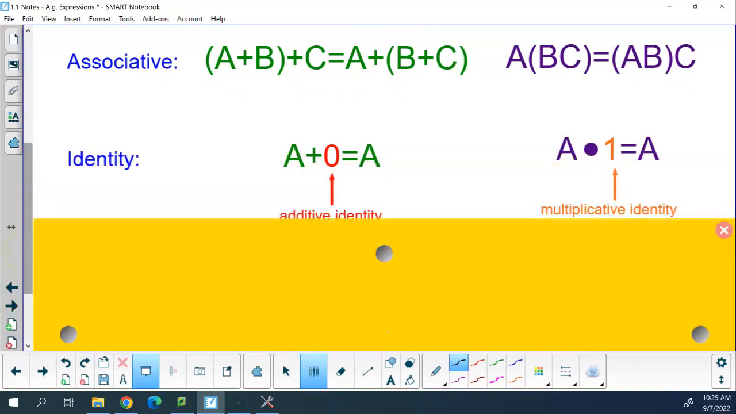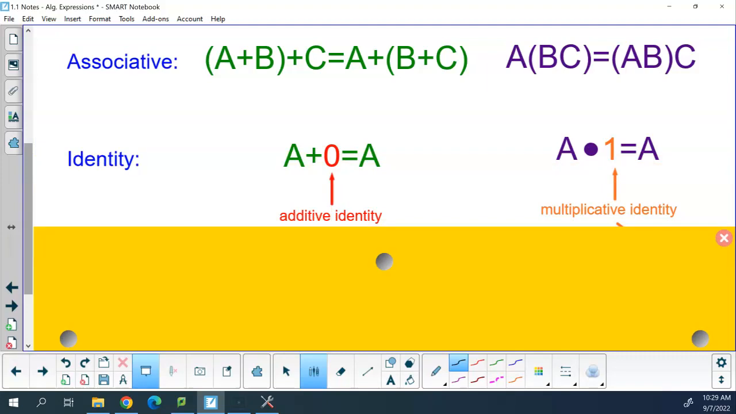The next one is the identity property. The additive identity is 0, which means if you add 0, nothing changes. The multiplicative identity is 1. When you multiply by 1, nothing changes. So the identity property says that if you add the identity, nothing changes. If you multiply by the identity, nothing changes. Those are the two identity properties.